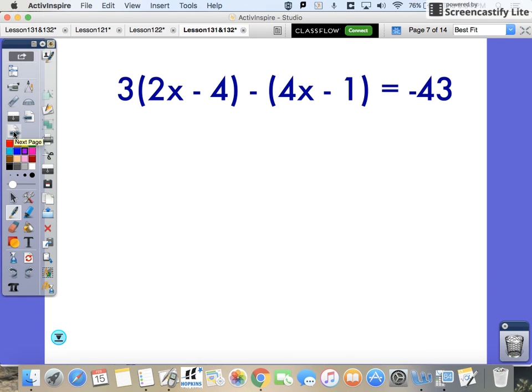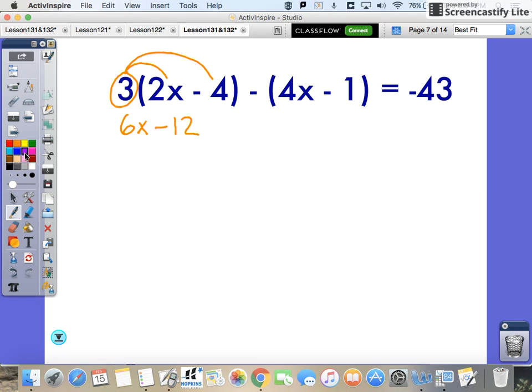All right, this is a real bad one. Real bad. The problem here that you might notice is we have a bunch of pieces and we also have two sets of parentheses. So what we're going to do is we're going to take this 3 times everything inside the parentheses. That means we're going to distribute. That might be something you recognize, the word distribute. So 3 times 2 is 6x. 3 times 4 is 12, so minus 12.